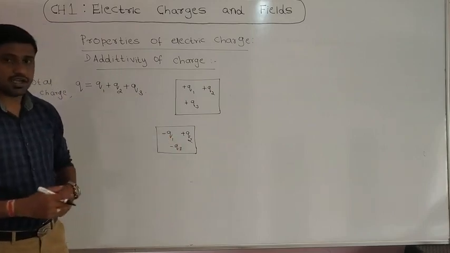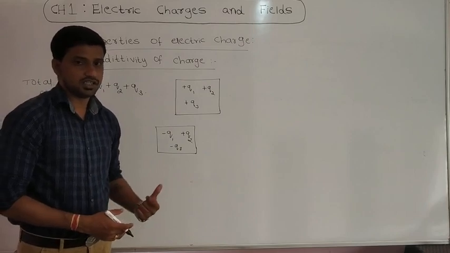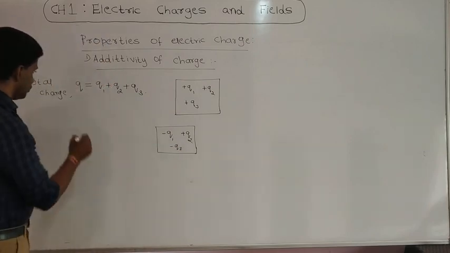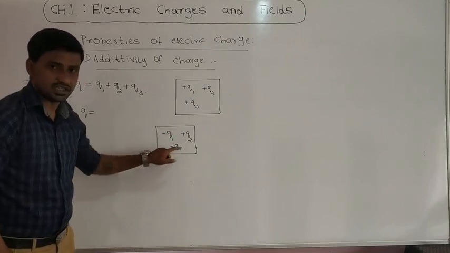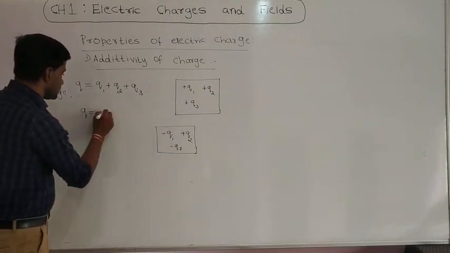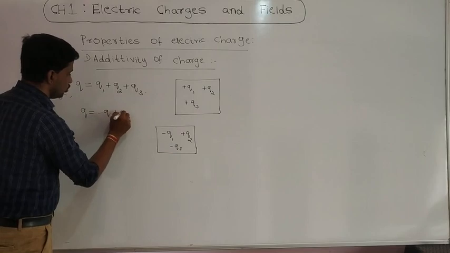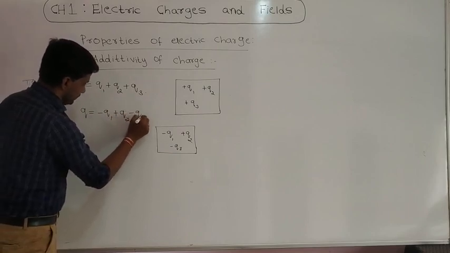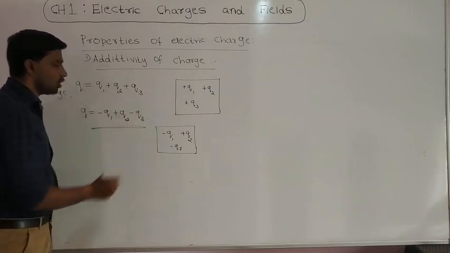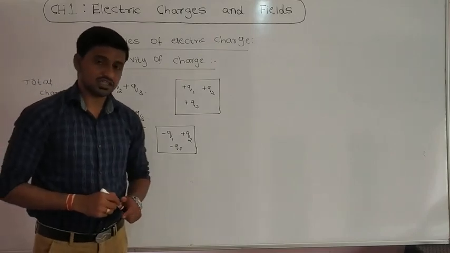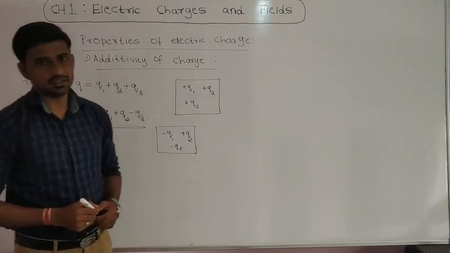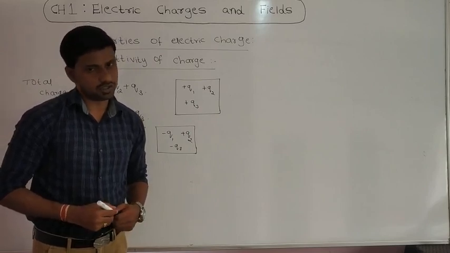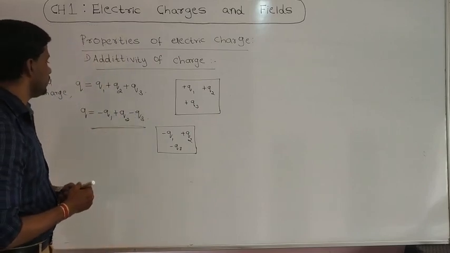Now how can I find the number of charges in this body? To do so, I have to take the algebraic sum of the 3 charges. That is nothing but minus q1 plus q2 minus q3. So this gives the total number of charges present in that body. That property of charge is called additivity of charge. That is the first property of charge.